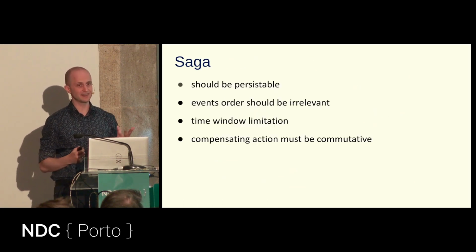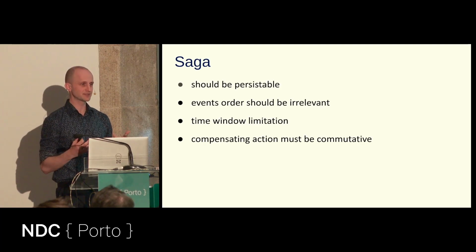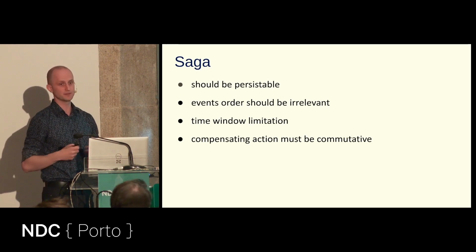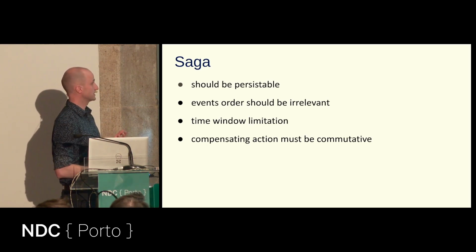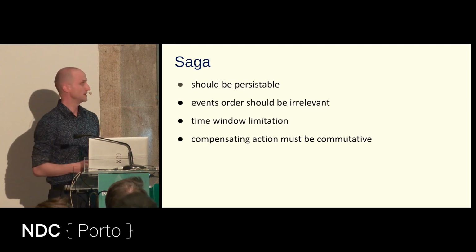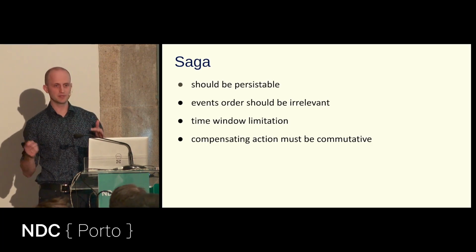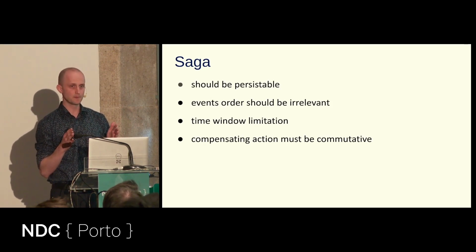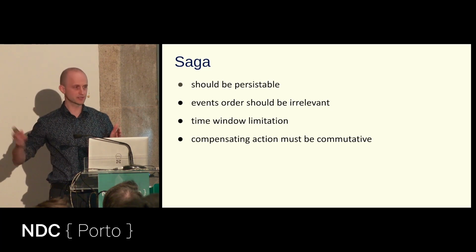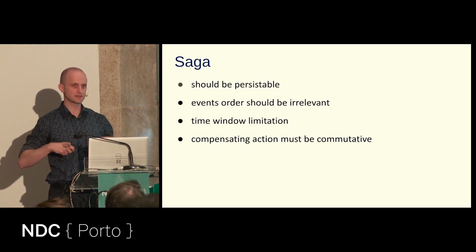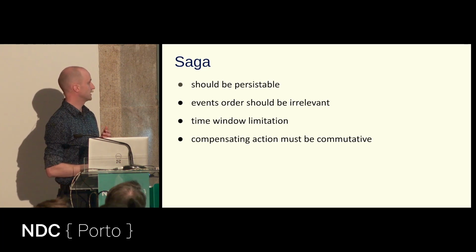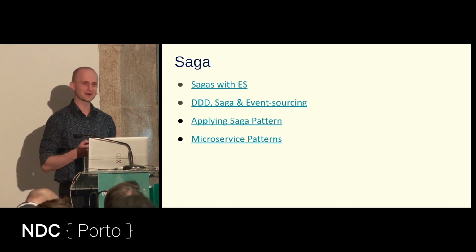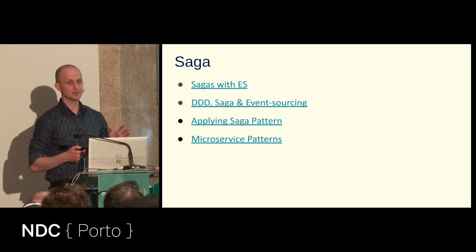Unfortunately, implementing Saga, I mean, the pattern is really easy to understand, but implementing it is really challenging because Saga must be persistent. It must survive restarts. Events order: you cannot assume any events order. There will always be some time window limitation. So let's say that I'm checking for inconsistencies within a 10 minute window. And after that, I'm applying a compensating action. But some events might arrive to us after 12 minutes. That's why compensating action must be commutative. So here are a few more links about the Saga pattern for you. It's a really huge topic.